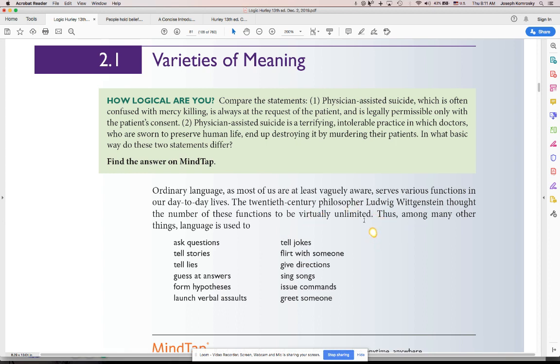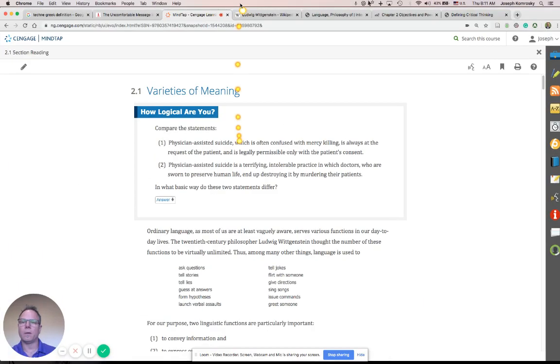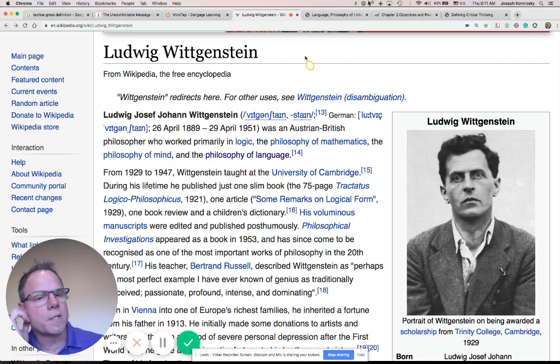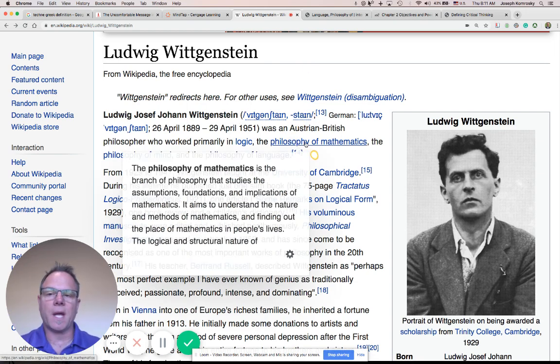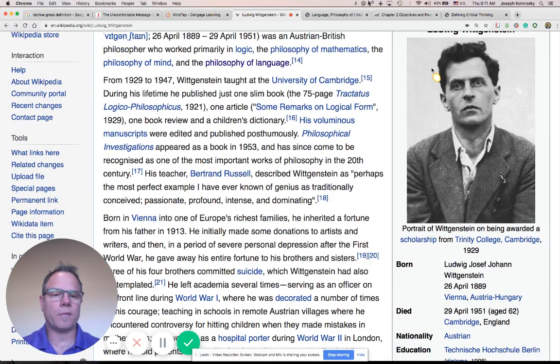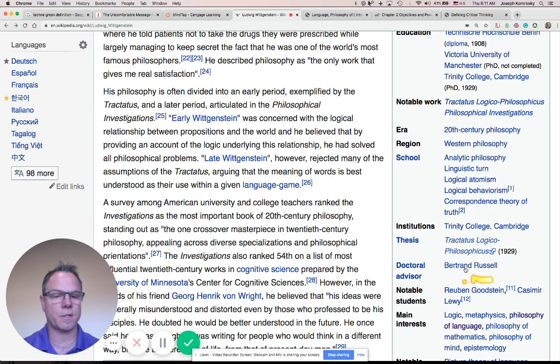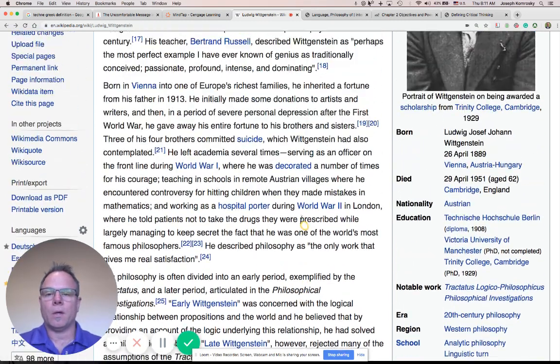Hurley briefly mentions Wittgenstein. I want to go a little deeper, and here's why. He's pretty profound in the world of philosophy, more specifically analytic philosophy, and he went to Cambridge. He studied under a world-famous atheist, Bertrand Russell. In fact, that was his dissertation advisor. But, okay, why was he important?